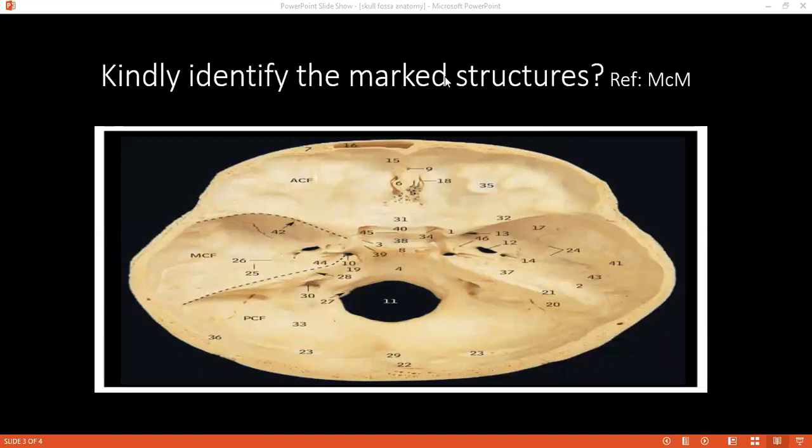Can you please name a few benign tumors which arise from the posterior cranial fossa? Okay, it is acoustic neuroma, then hemangioblastoma, ependymoma, ependymoblastoma. Very good. Good. Thank you. Okay, thank you, ma'am. Thank you.